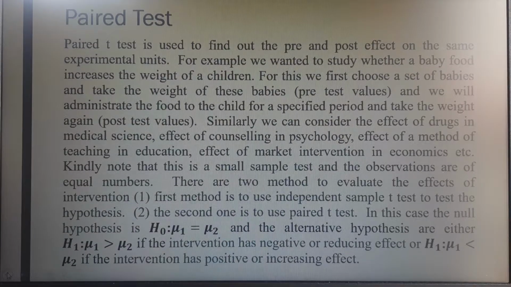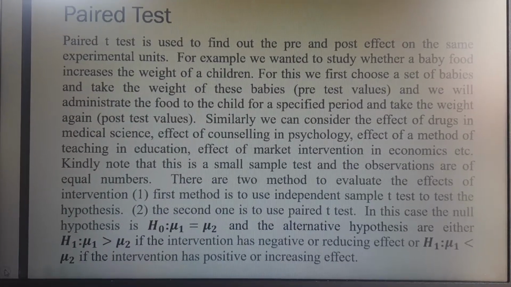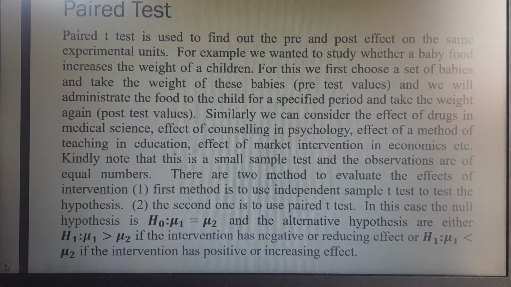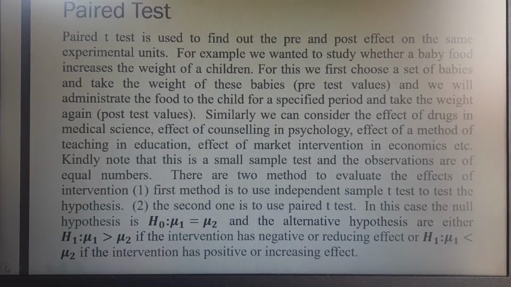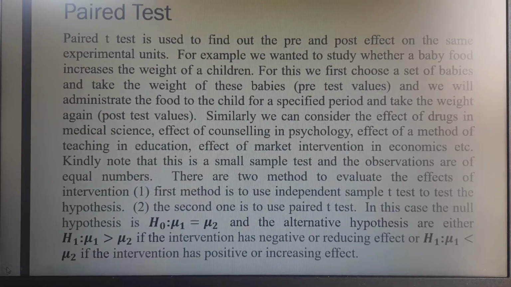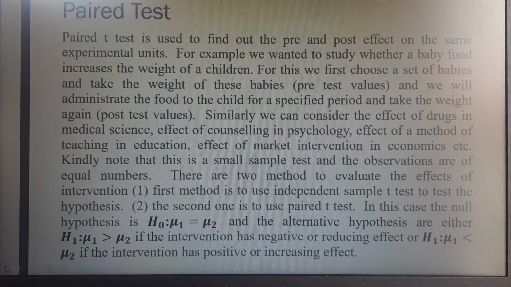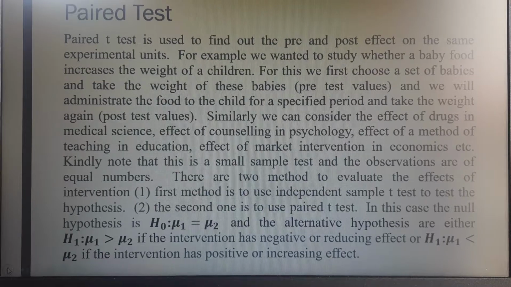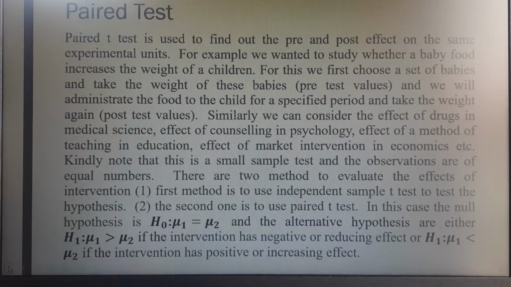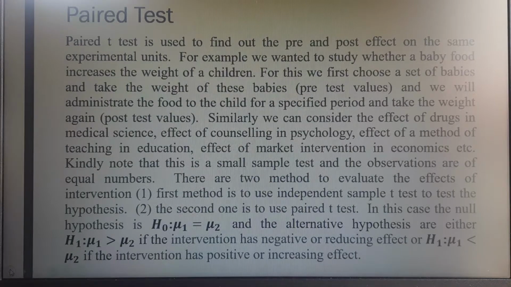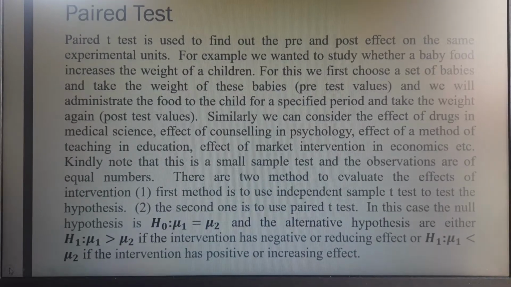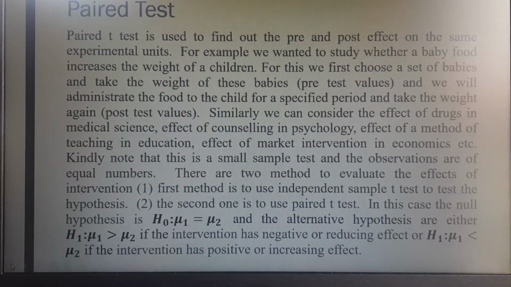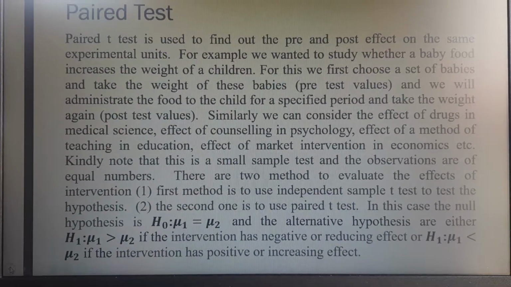For example, we wanted to study whether a baby food dish increases the weight of the children or not. For this, we first choose a set of babies and take their weight. These weights are considered as the pre-test values, and we will administer the food to the children for a specified period of time and take their weight after that. This is called the post-test values, and by comparing this we can say whether the food is effective in increasing the weight or not.